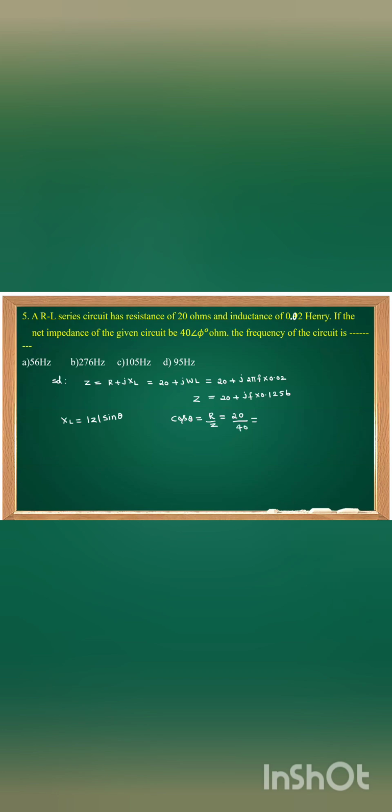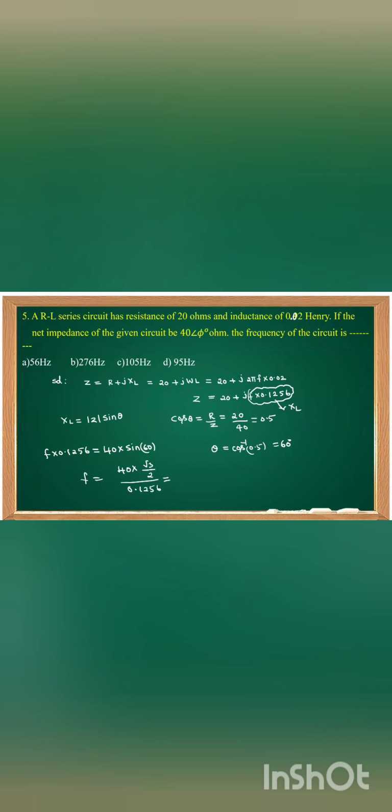This is 0.5. Then what is theta? Cos inverse 0.5, how many degrees? 60 degrees. Now what is XL? This is XL, the jXL form. Then F into 0.1256 equals magnitude of Z sin theta. Z is 40, theta is 60. From this you calculate F: 40 into sin 60, root 3 by 2, divided by 0.1256. Can anybody tell what the answer is?